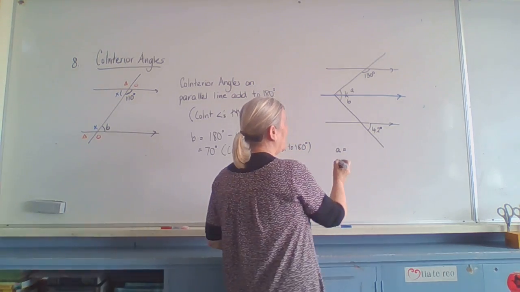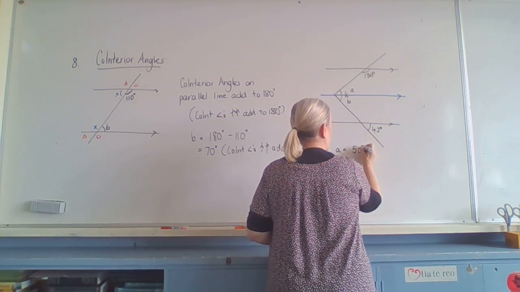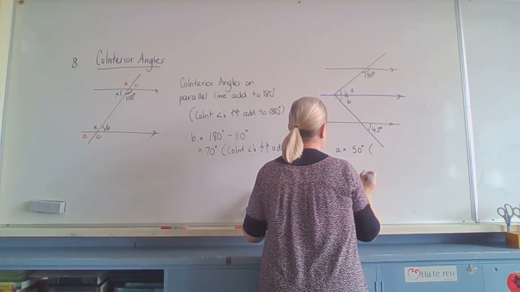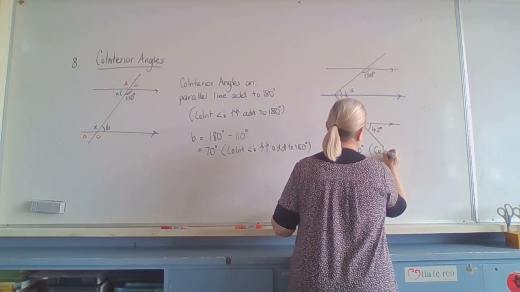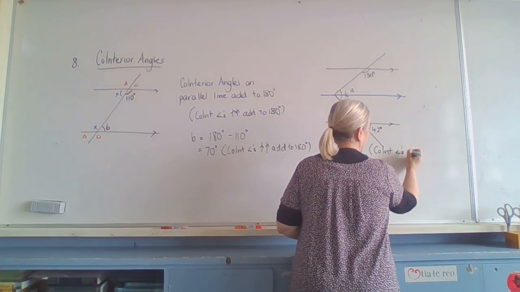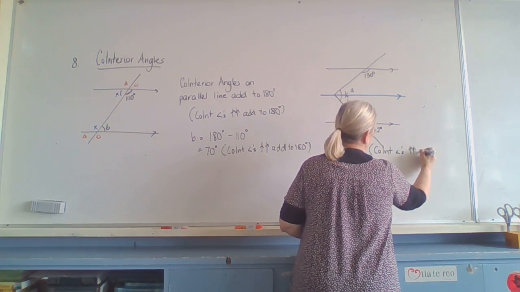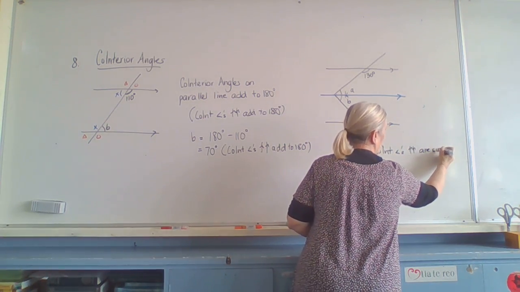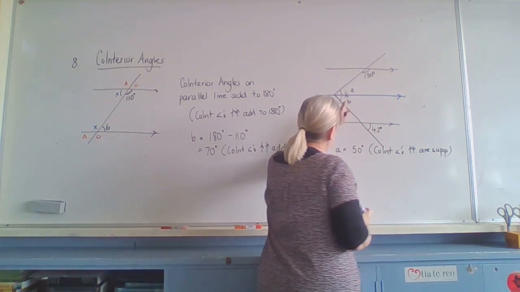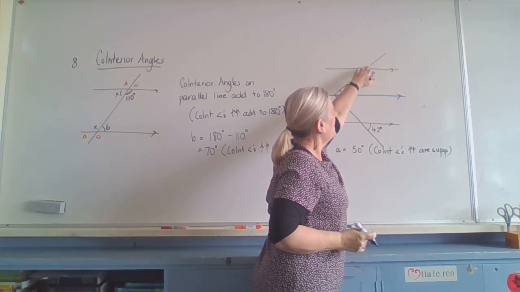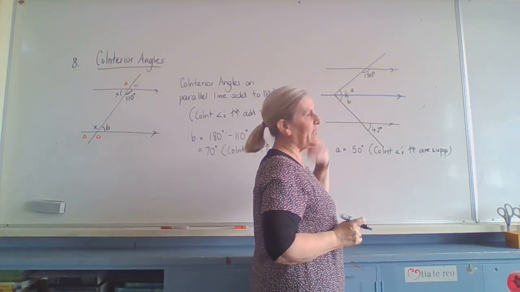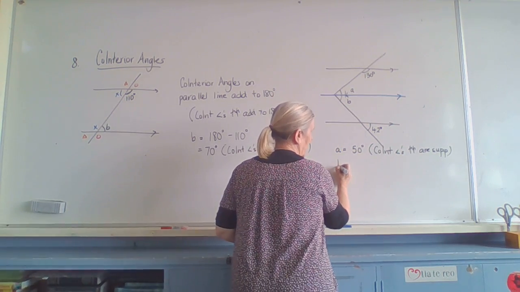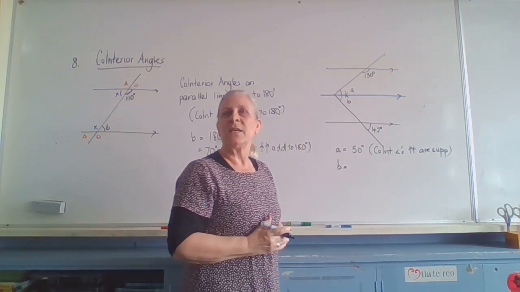50, and why? Better than that. Co-interior. Angles on parallel lines are supplementary. We're just going to do that because Ollie said so. So those two are inside on these two parallel lines. Right? How do we find B? What's B?